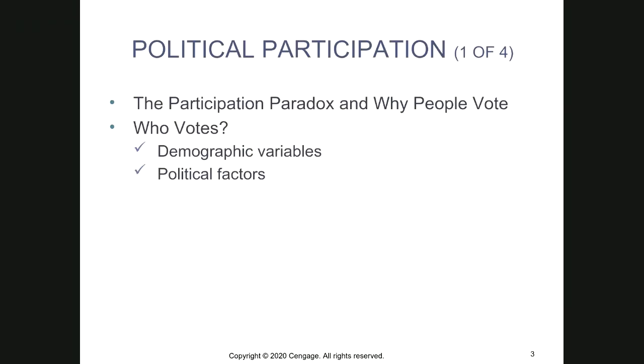Voting and elections. We're going to start just by talking about political participation in general and the participation paradox. The participation paradox is basically the idea that people vote, even though their one vote very rarely influences the outcome of the election. So what makes somebody likely or unlikely to vote, and why do we vote?